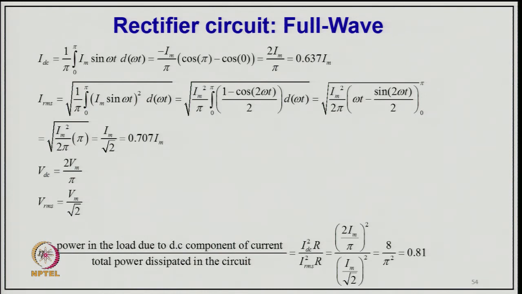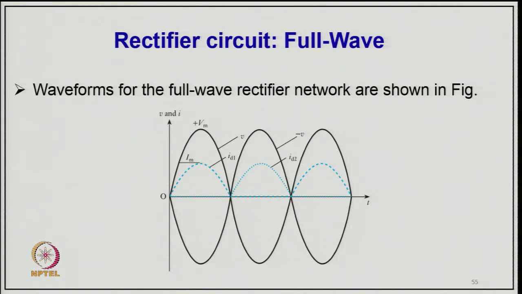VDC you can calculate in a similar way as 2 Vm by pi, and Vrms is Vm upon root 2. The rectifier efficiency is the power in the load due to the DC component divided by the total power dissipated in the circuit. So, IDC square R by IRMS square R, that is 2 Im by pi square over Im by root 2 square. So, it becomes 8 upon pi square, which equals 0.81. Now, the waveform for the full wave rectification circuit you can see here: the voltage is a positive half cycle, and the current is also all the time positive, ID1, ID2 and I. So, the load current will be here ID1, here ID2; diode 1 and diode 2 go on conducting in consecutive half cycles.